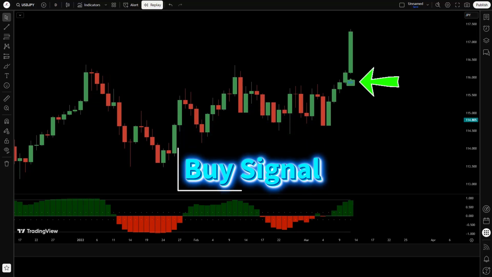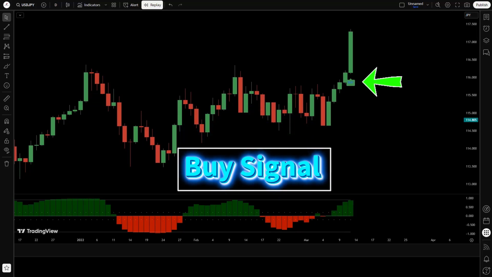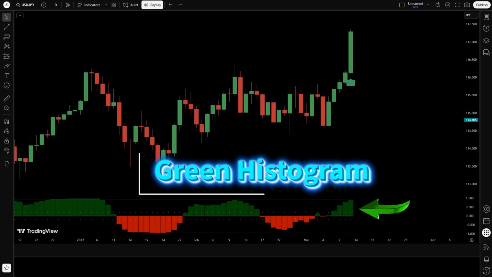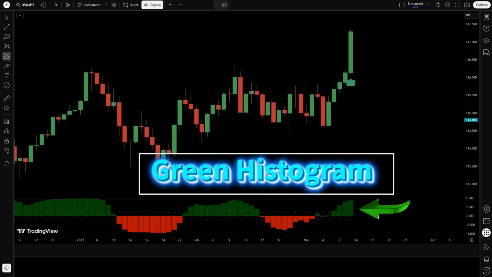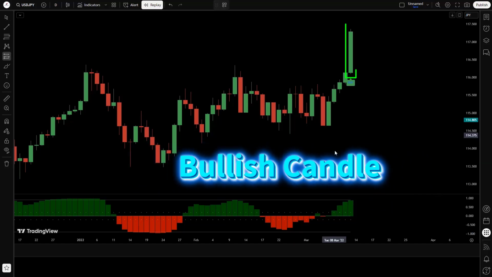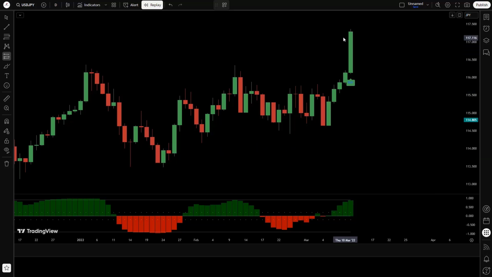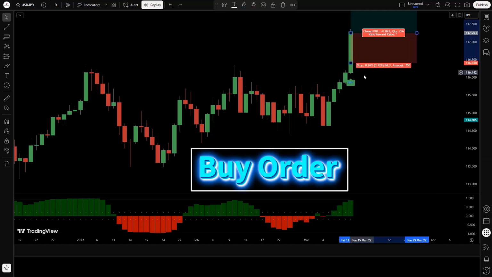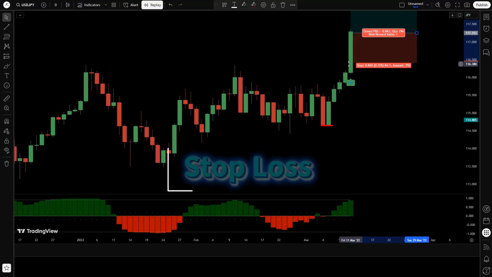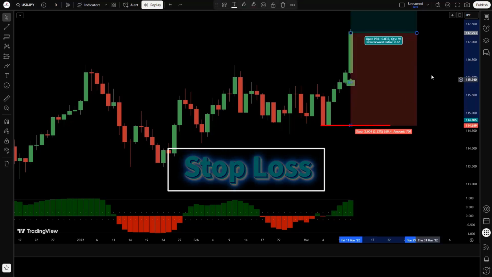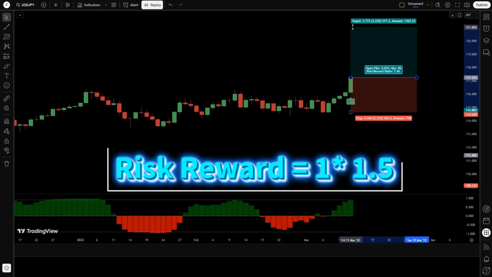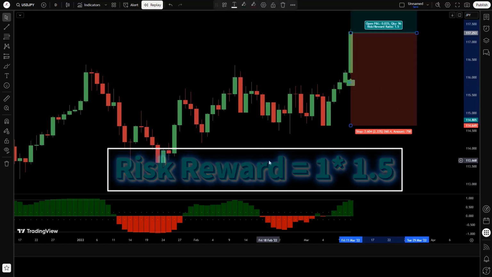When the Algo Trend Supertrend EMA indicator has given a buy signal, then the Premier RSI Oscillator indicator has formed a green histogram. And the market forms a bullish candle, so if all these conditions are met, then we have to take a buy order. And our stop loss should be placed at the previous low of the market. And the risk-reward ratio will be 1:1.5.